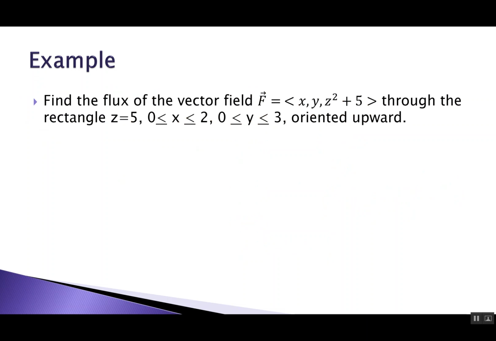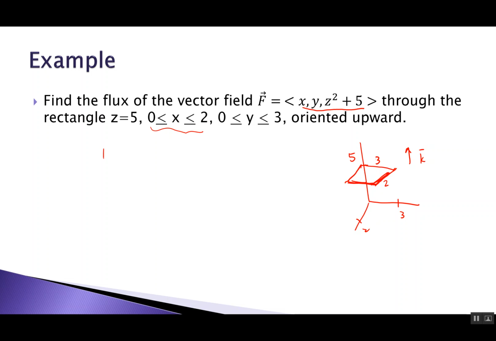Let's do another example. A little bit tougher. Here's my vector field. I have a rectangle where Z equals 5. So I'm up here at 5. X goes from 0 to 2. Y goes from 0 to 3. So this is 2 units, that's 3 units, and it's perfectly horizontal, which is nice, and we're oriented upward. So a unit vector in my upward direction will be k.